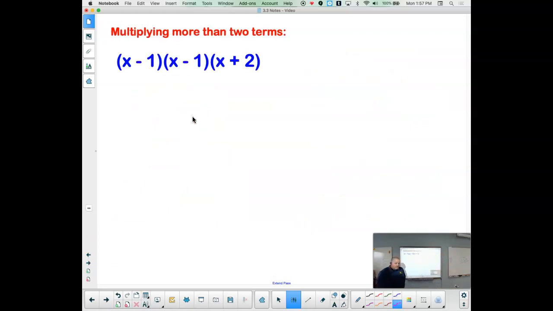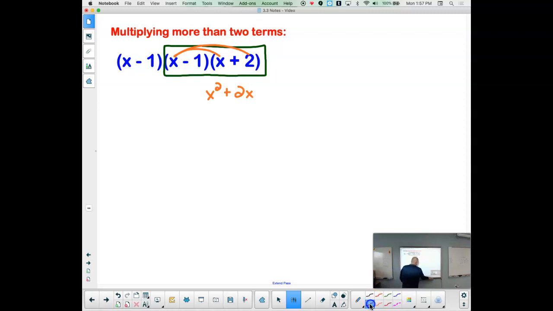When you're multiplying more than 2 terms, you need to break it down, you can only multiply 2 things at once. So I'm going to take this green box here first, and that's going to be x times x is x squared. X times 2 is 2x. Negative 1 times x is negative x. Negative 1 times 2 is negative 2. That's going to give me x squared plus x minus 2.